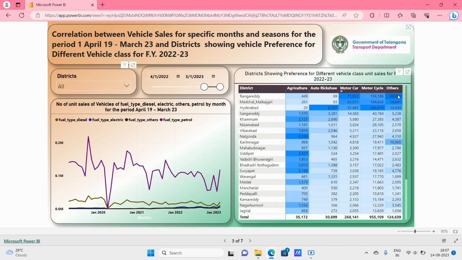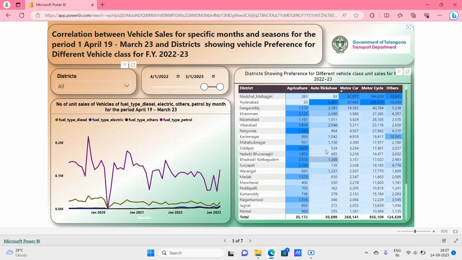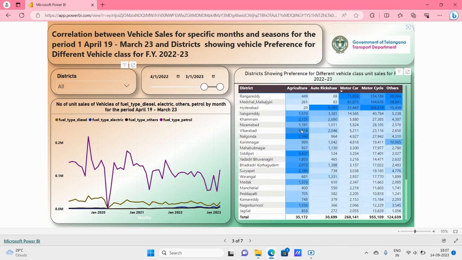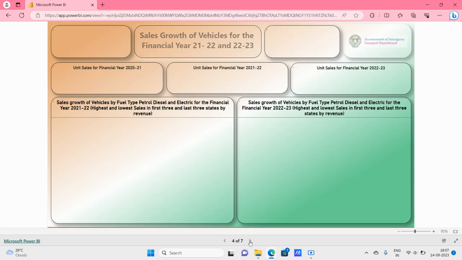And here also we can see this is applicable for others. In auto rickshaw also, Hyderabad has the highest number of sales. In agriculture, things are a bit different. The districts are a bit different. We can see over here the highest are not the districts which are for auto rickshaw, motorcycle, and others. But this is a very low portion of the total sales, around 35,000, just 35,000. So that is not taken into much consideration since it is very low.